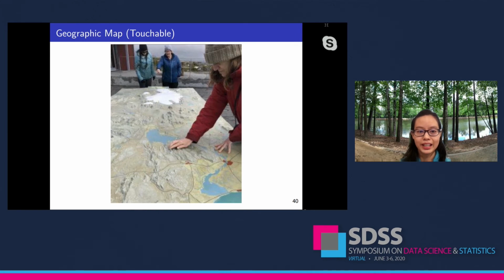Another example from Insight Without Sight is a touchable geographic map. It is a 3-dimensional print, so it allows people to touch and feel the different geographic features and terrains on the map.